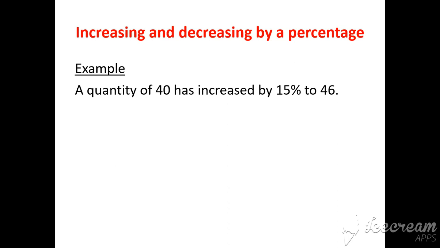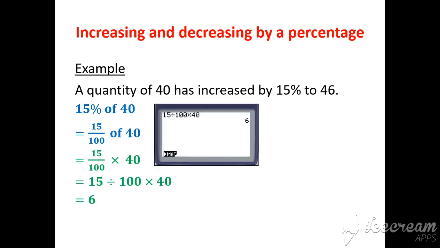A quantity of 40 has increased by 15% up to 46. Let's show you how we did this. 15% of 40 is 15 over 100 of 40. Of means to times, and 15 divided by 100 times 40 gives us 6. So now if we take 40 and add on 6, we get up to 46. So that's how we've increased 40 by 15% to get to 46.